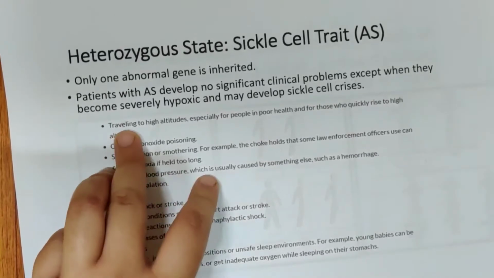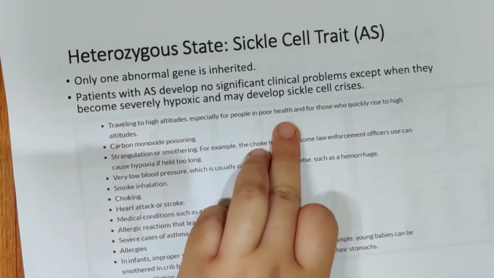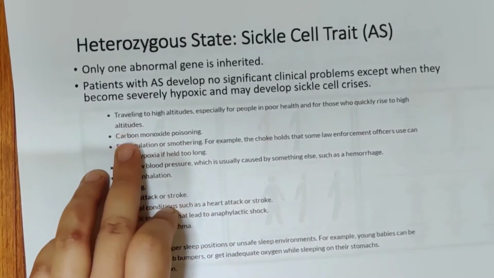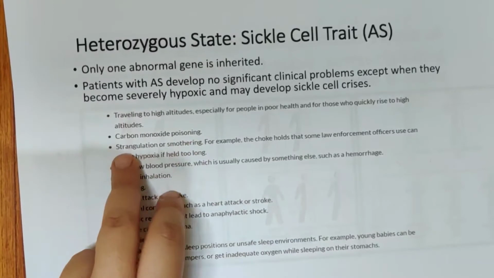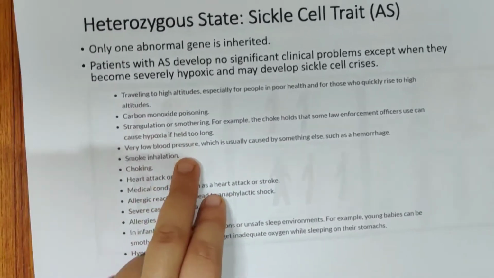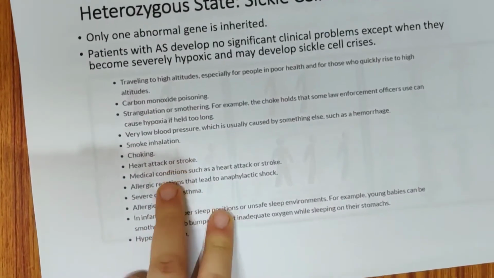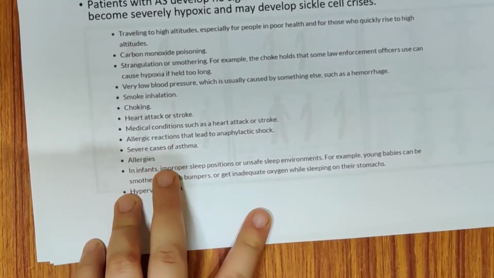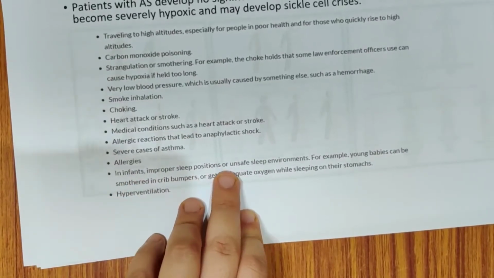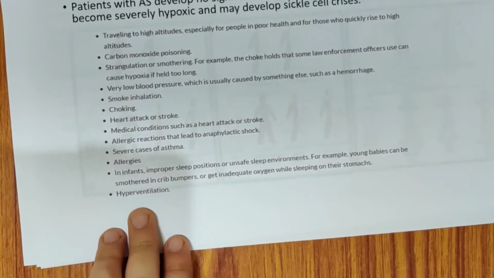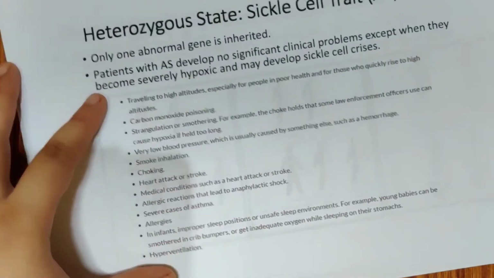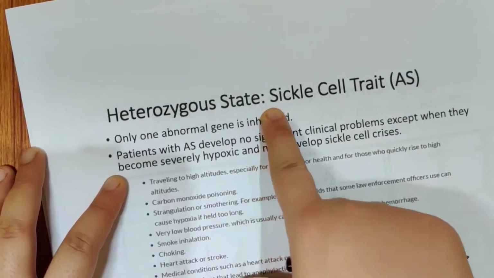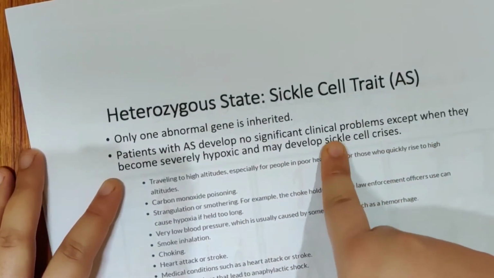What happens when you travel to high altitudes, in poor health? Okay, carbon monoxide poisoning, strangulation or smothering, very low blood pressure, smoke inhalation, choking, heart attack, medical condition, allergic reaction, severe cases of asthma, allergies, an infant due to improper sleep position or unsafe sleep environment, hyperventilation. So these are your hypoxic crisis. In these conditions, heterozygous state patients who have sickle cell trait will develop clinical symptoms. Okay.